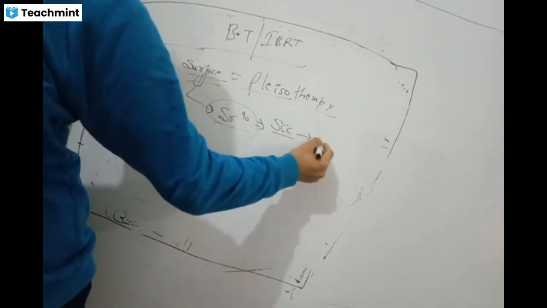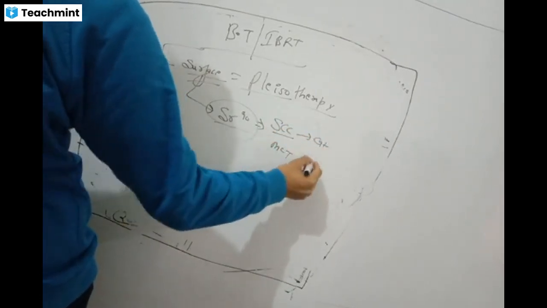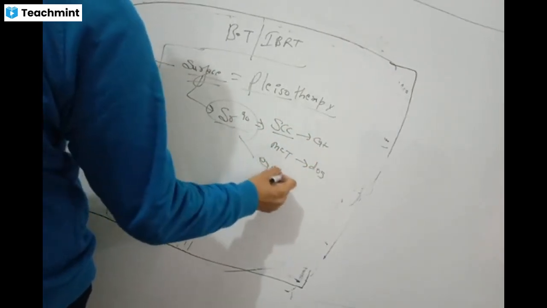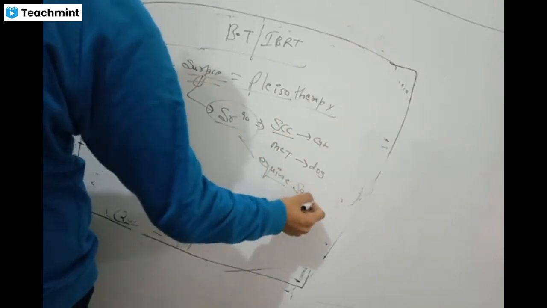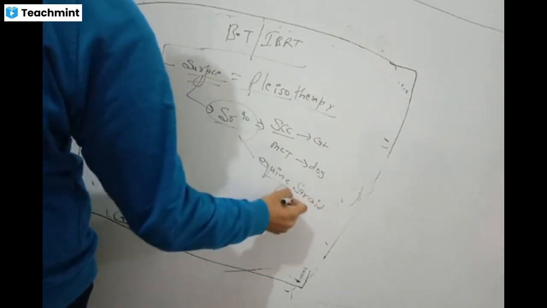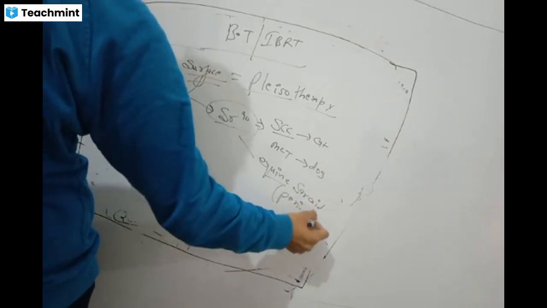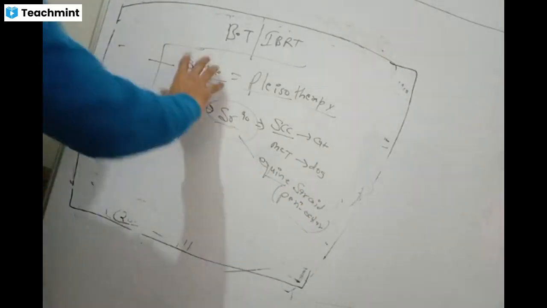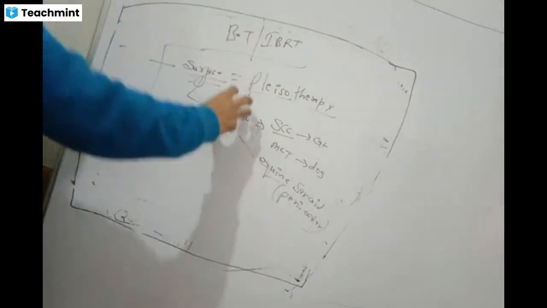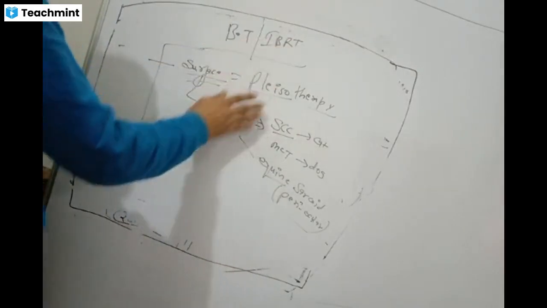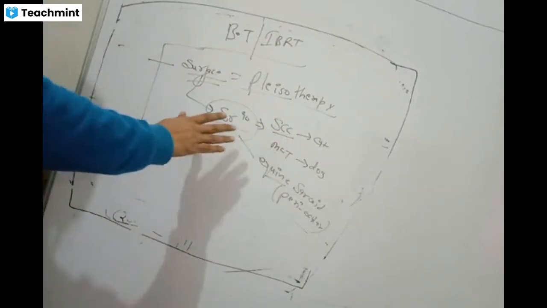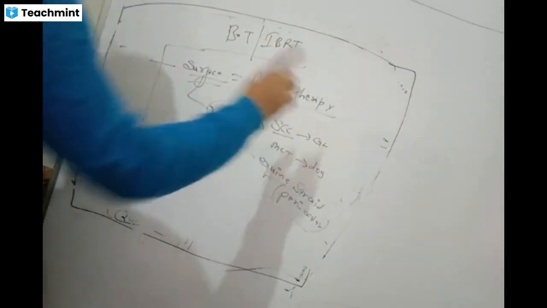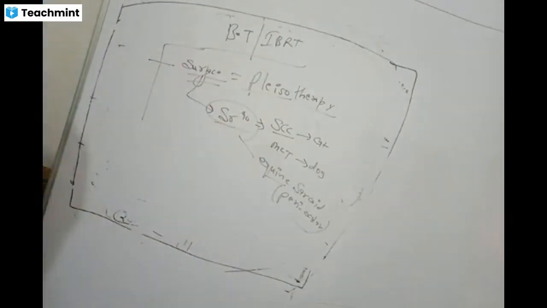Examples are squamous cell carcinoma in cats, mast cell tumor in dogs, and equine sarcoid, which are periocular, near the eyes. In these, we use surface brachytherapy, keeping the radioisotope near the surface of the tumor, and it will destroy the tumor cells. The important term is plesiotherapy, and the important element is strontium 90.